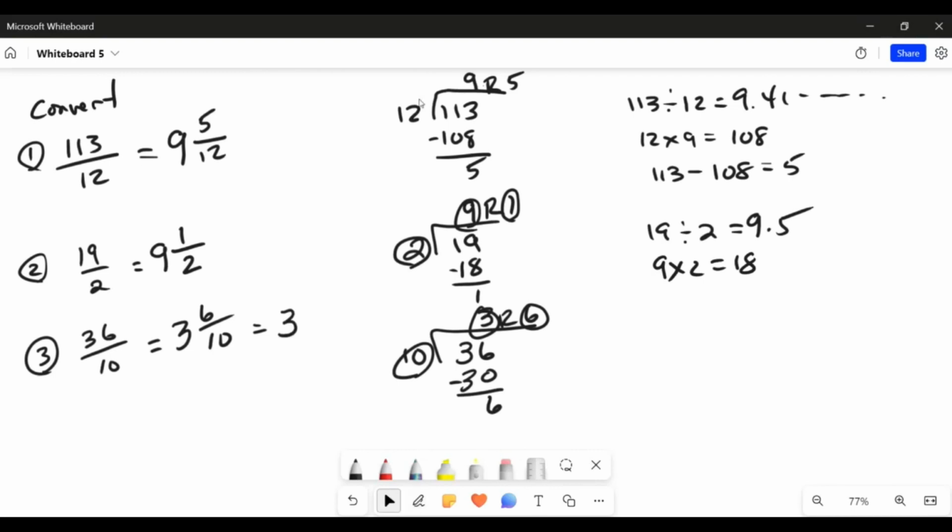So the whole number part stays the same, but we know that we can take 6 and divide it by 2, and 10 and divide it by 2. 6 divided by 2 is 3. 10 divided by 2 is 5. We get 3 and 3/5.